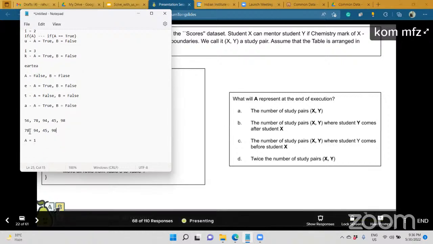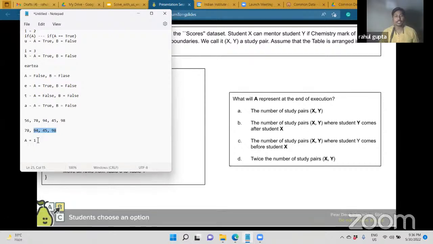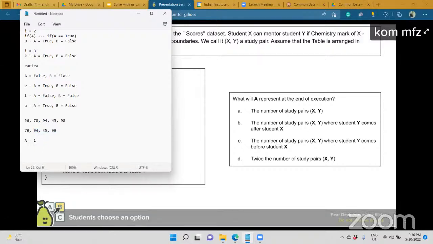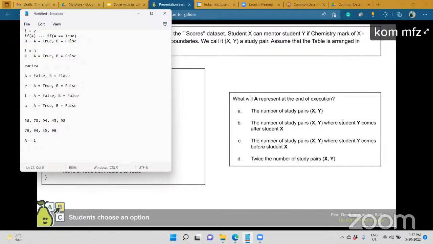Now I'll take the first card, 78, and compare with this. 78 and 94, will it come into the picture? The difference is 16, so it will increment. Again, X is before Y, right? No, sir, 78 minus 94 is negative, so it will not.